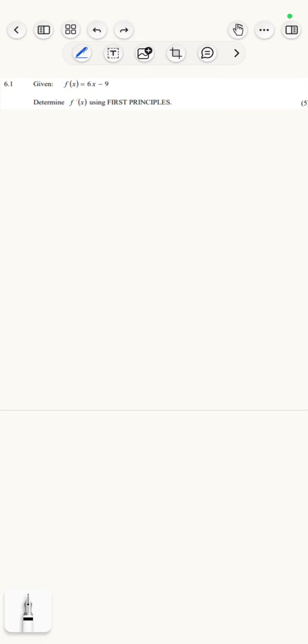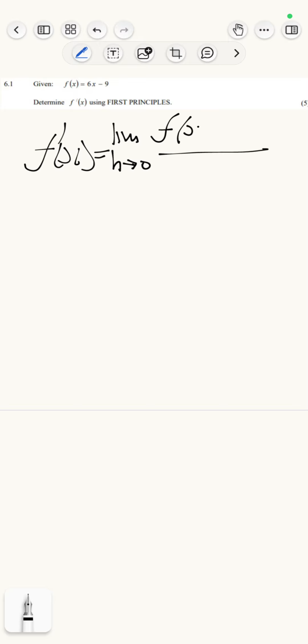In order to solve this question, the first thing that you're going to need to do is to know the formula, or I'm sure the formula sheet will have it for you. But let's write it down here first quickly. f'(x) is equal to the limit as h tends towards 0 of f(x + h) minus f(x), all over h.